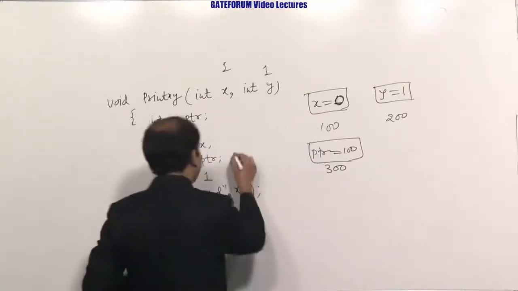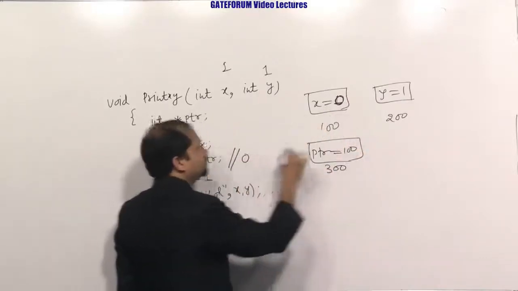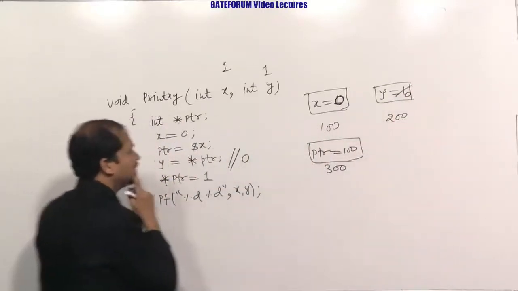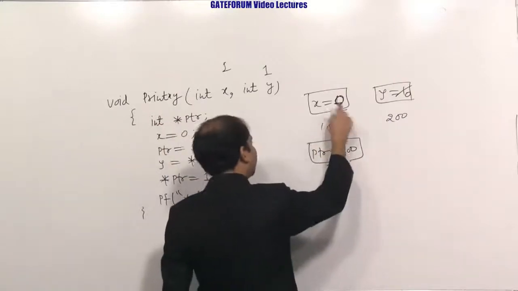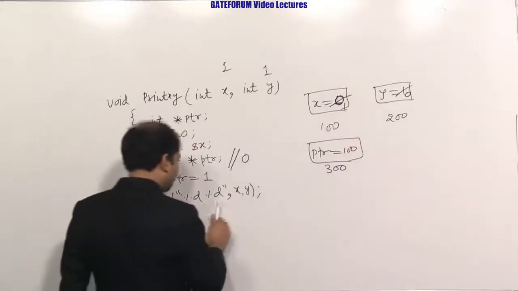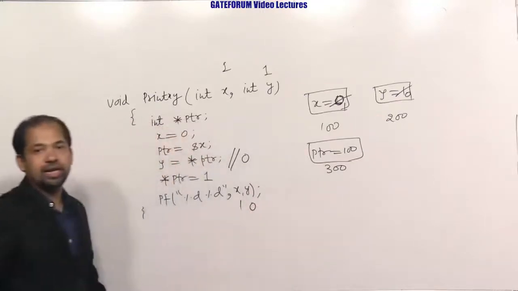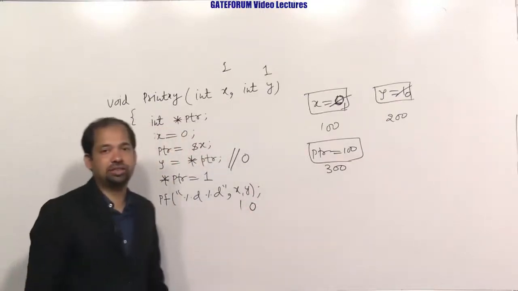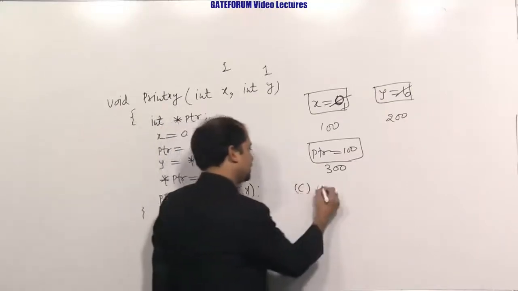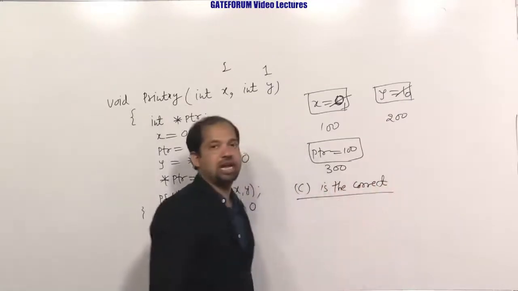The moment we do y equal to dereference of ptr, what is the value at 100? The value is 0. So the y value is 0. Next, dereference of ptr equal to 1 means here we are overwriting it as 1. And at the end what we are printing? %d %d of x y. The value of x is 1, the value of y is 0. So the correct answer is 1 0, which is C. So C is the correct answer. This is the end of the question.